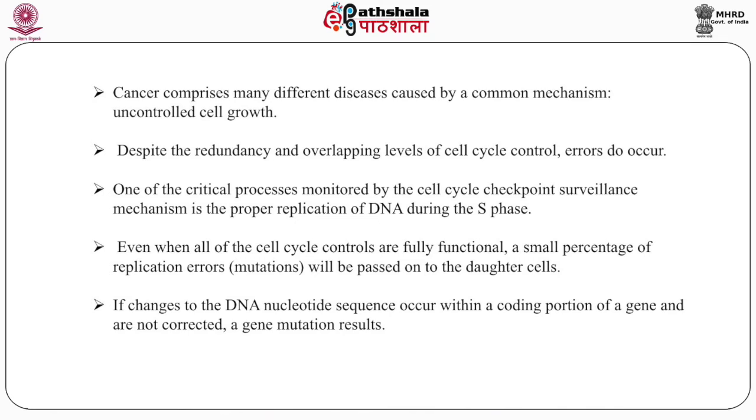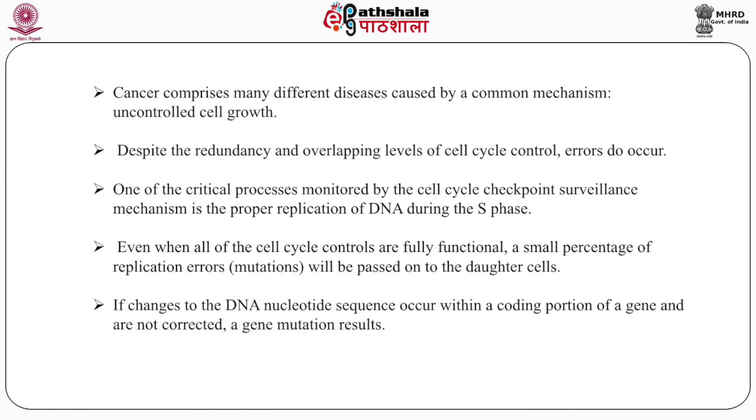Now, the major topic which affects the cell cycle is leading to cancer. So, cancer and cell cycle. Cancer comprises many different diseases caused by common mechanisms, uncontrolled cell growth. Despite redundancy and overlapping levels of cell cycle control, errors do occur.